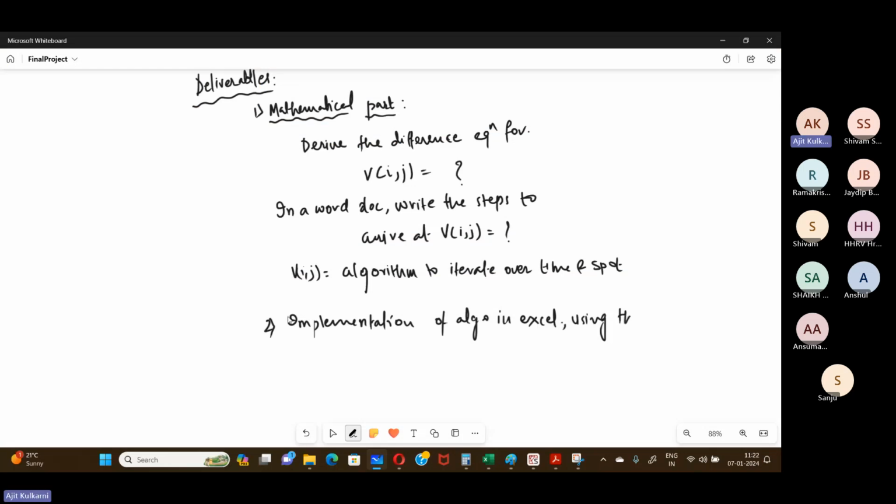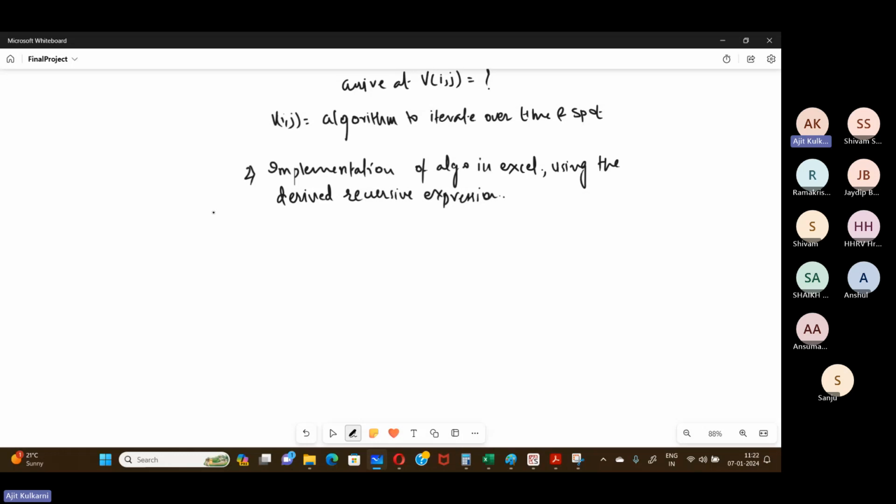Okay. Using the derived recursive expression. Okay. And third of it will be to write a Python code implementation of the same.